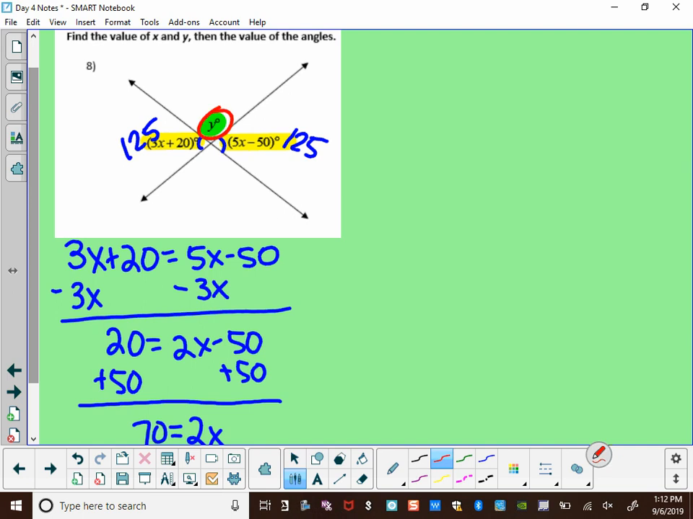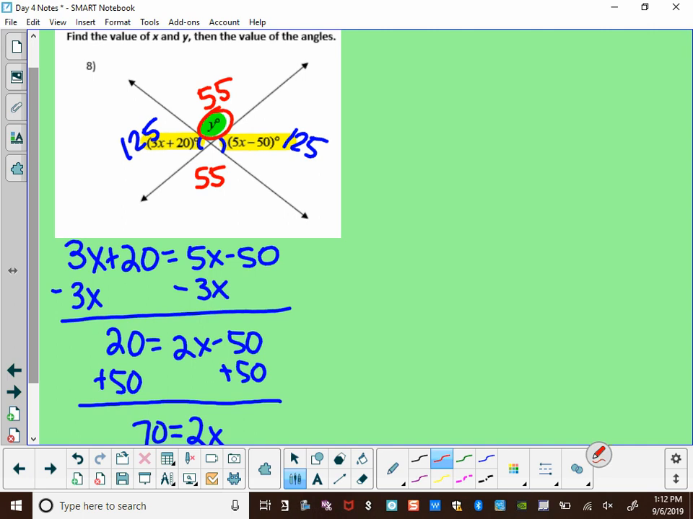So what are we going to do? Well, you're going to take 180 and subtract 125. What do you get? 55. So if this is 55, what's my bottom angle? 55. Good. Does that make sense?